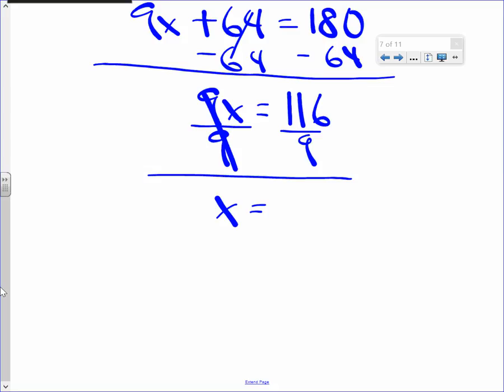So we got 12. So 9 goes into 116 12 times with 8 left over. That's the numerator, and you keep the same denominator. So 12 and 8 ninths. What is that? It's a mixed number.